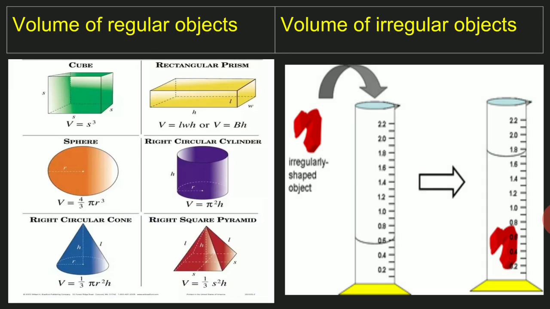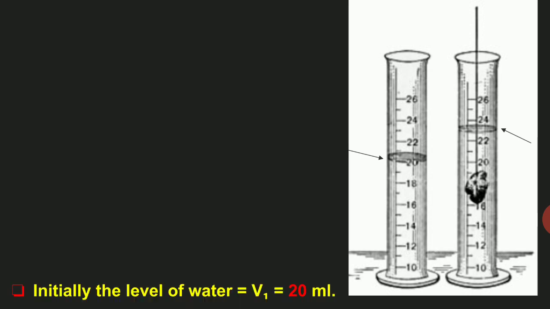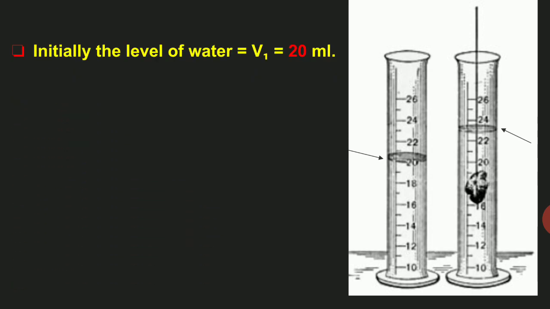Now when we need to measure volume of irregular objects, we need to use measuring cylinder or measuring beakers. We need to immerse the irregularly shaped object into a measuring cylinder using a thread, and we should see the water level rising. Now let us get back to our same experiment which we did in the previous slide. The first initial level we will call V1, which is 20 ml, and in the second one, the final level we got was 23 ml, which is V2.